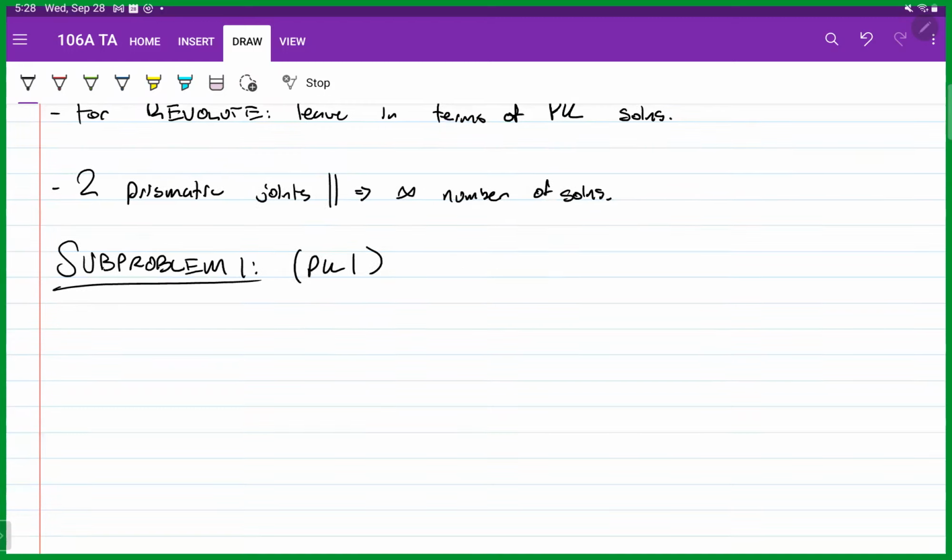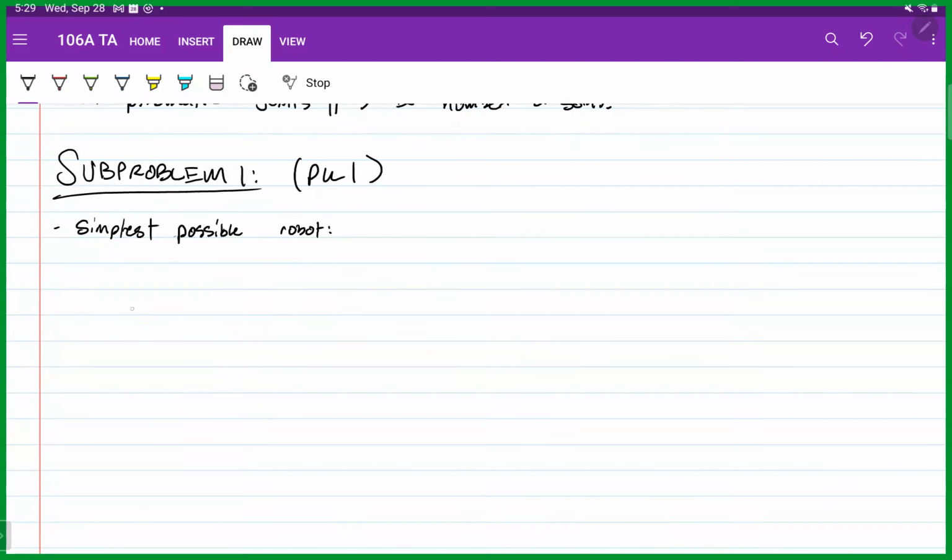What we're going to do in subproblem 1 is think about the simplest possible robot out there. I'm going to have a joint right here, and I'm going to have my arm directly attached to that joint. So we're going to have a single angle theta, and just a single point P over here. It's just one joint that's rotating. We're making this problem as simple as we can starting out.